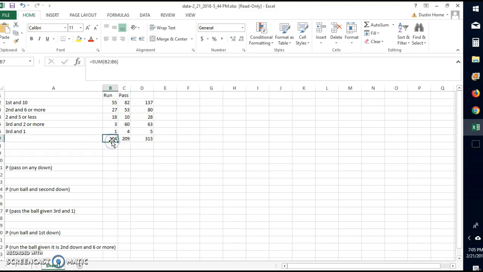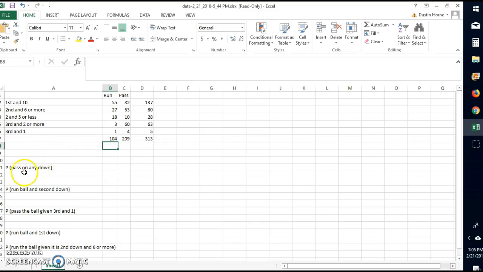What I always like to do is get a sum of the number of times run, a sum of the number of times passed, and the total number of plays. So I always sum it down and I sum it across, because when you're trying to compute your probabilities, it will make it a lot easier.